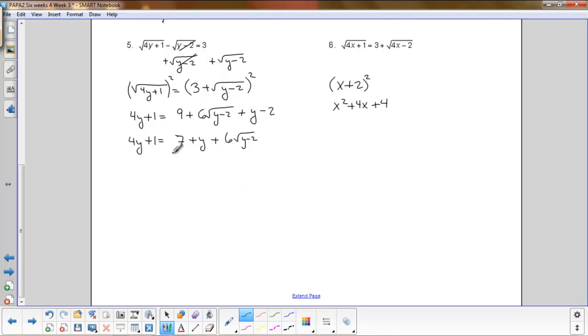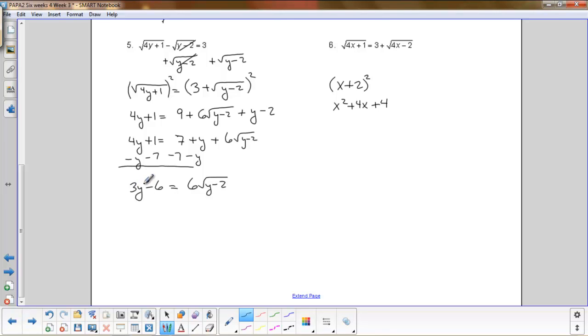The next thing I'm going to do is subtract both the 7 and the y to the other side of the equation. And I get 3y minus 6 equals 6 times the square root of y minus 2. If I divide out the 6 right now, I can reduce this down to 1/2 y minus 3. However, that will give me a fraction in my leading coefficient of y, and I don't really like to deal with that.